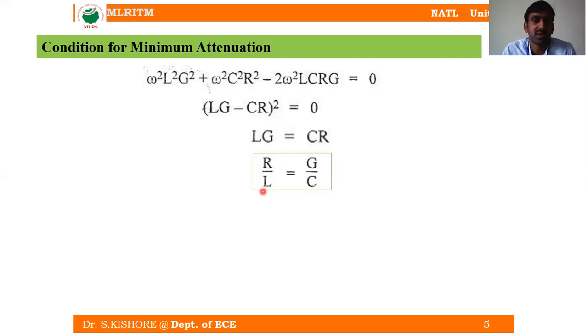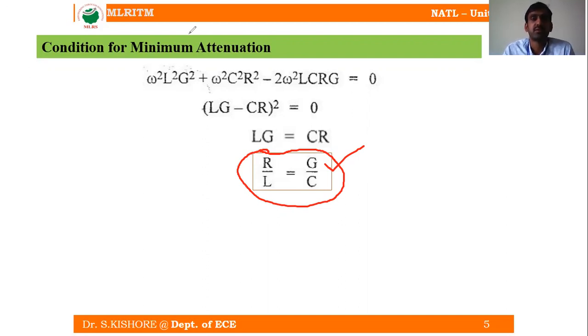This is one of the methodologies to get the minimum attenuation of a line. Condition for minimum attenuation of a line: what is that condition now? The condition for the minimum attenuation is R by L is equal to G by C. This is a very important condition to remember, not only for solving problems, but for short answer questions also. Condition for minimum attenuation is nothing but R by L is equal to G by C.